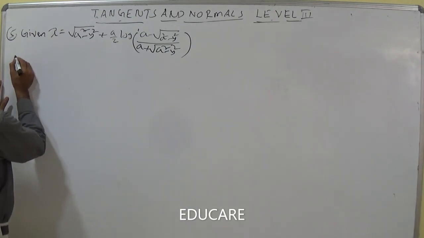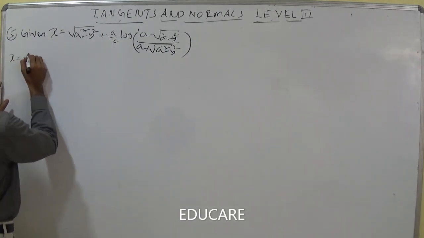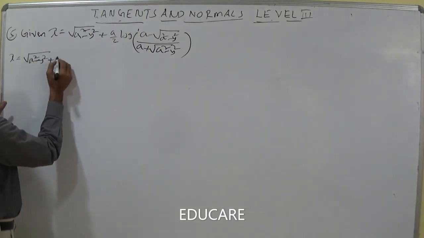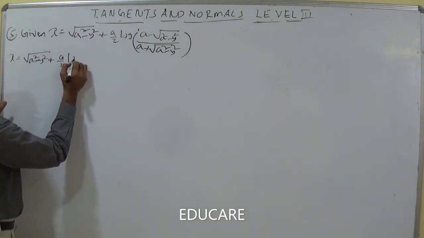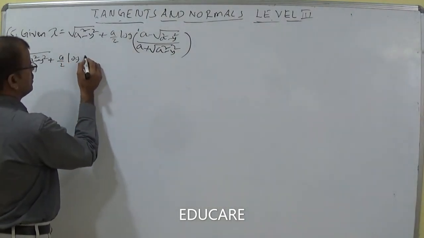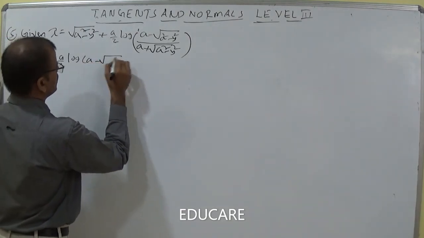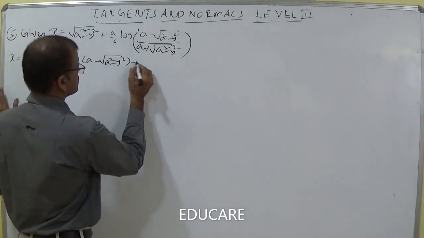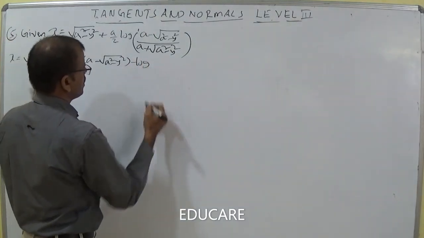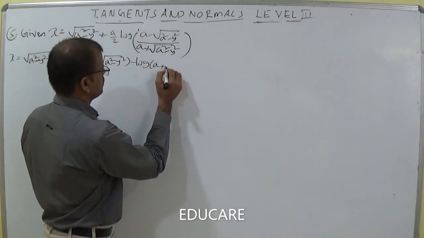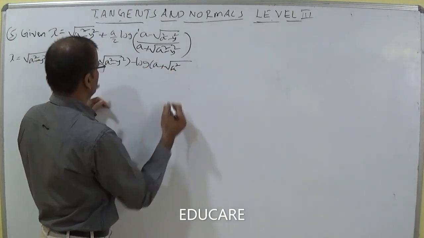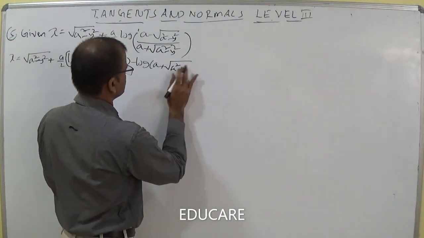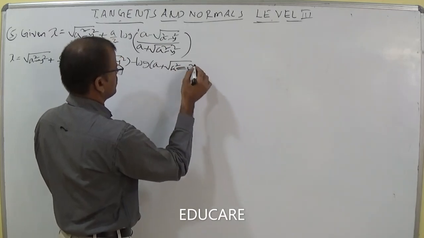Let us consider the first step. X is equal to root of a square minus y square plus a by 2 into, now we can take a by 2 common like this, log a by b, which becomes log a minus log b. Here you can write log of a minus root of a square minus y square minus log of a plus root of a square minus y square.